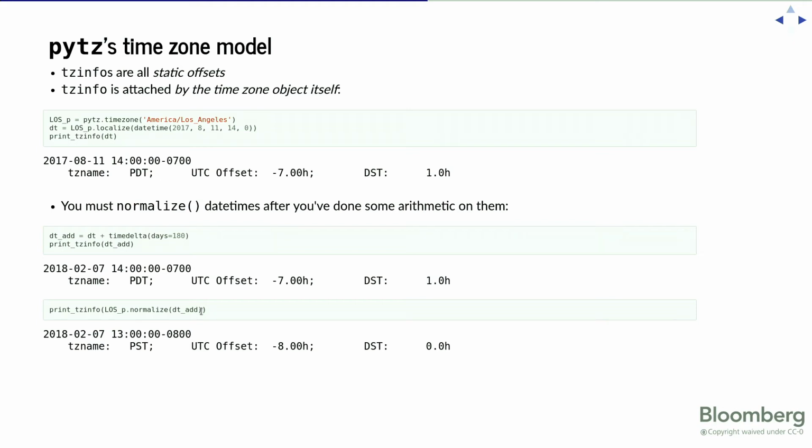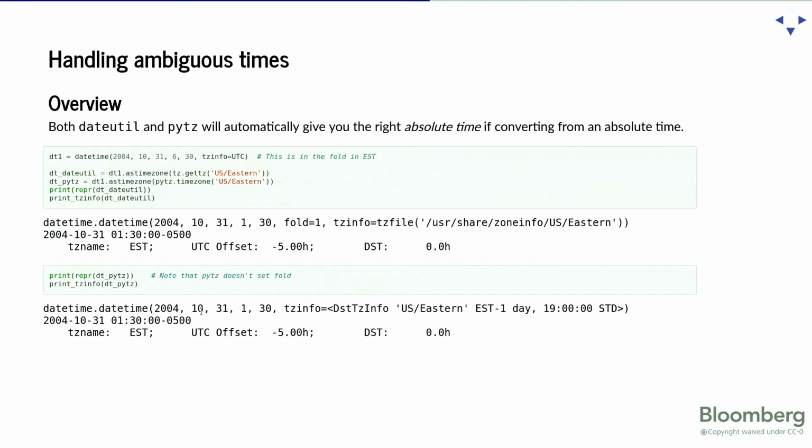I might be sort of biased in that now that we have a solution in dateutil, you might want to go with the more Pythonic thing, but if you're already using pytz, they do the right thing if you know how to use them. So how do these libraries handle ambiguous datetimes? Both dateutil and pytz will give you the right absolute time if you're coming from an absolute time, right?